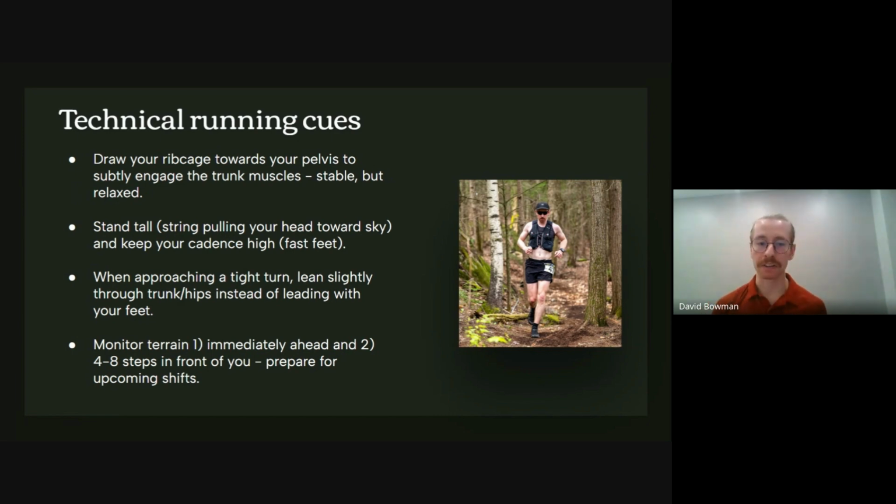The last cue I'd want you to think about, and it's almost similar to driving, is we want to monitor the things that are kind of immediately right in front of us, but also kind of looking 4 to 8 steps down the trail. And what this is going to help us do is prepare for upcoming shifts, maybe make some small adjustments in our stride so that we don't have to quickly move our feet and expend more energy as we do that.